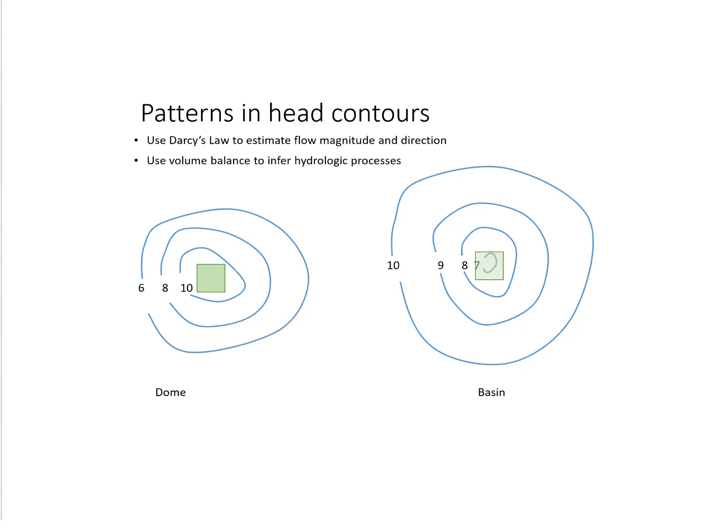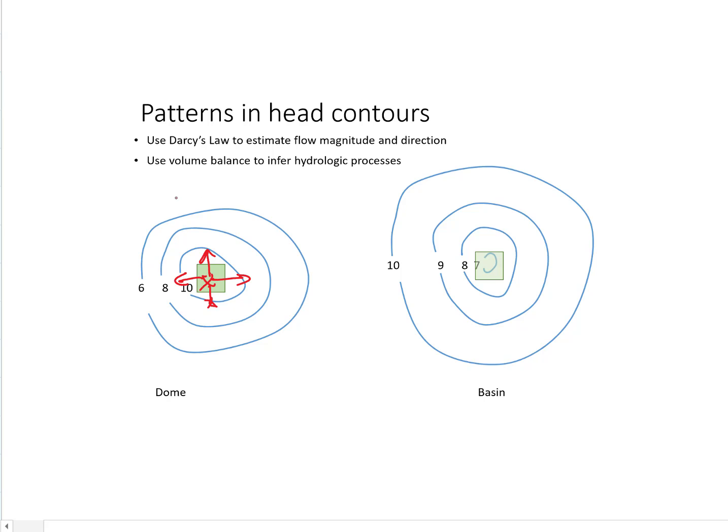On the left, there are closed contours that are indicating a dome. The highest contours are in the center. And so we can use the green box as a control volume, and we would infer that the highest head was right here in the center. So there'll be a head gradient indicating flow in that direction, that direction, that direction, and that direction. So the head gradient indicates that there's flow out of the control volume in all directions.